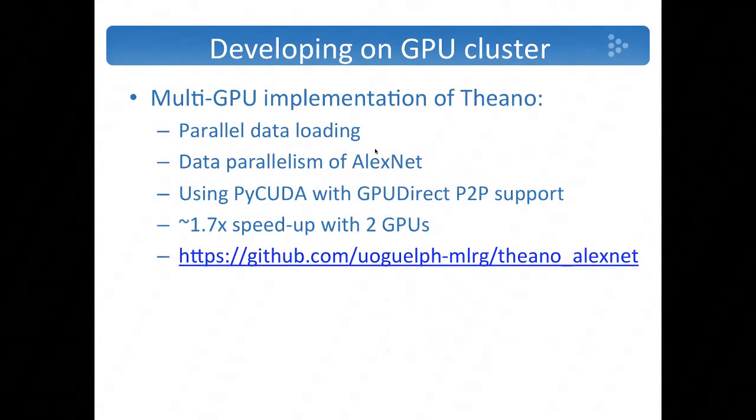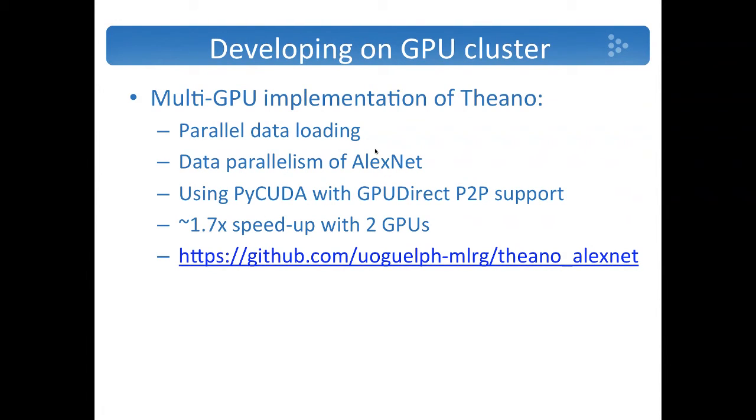I used to help Graham Taylor's research group at the University of Guelph. We implemented multi-GPU Theano for training AlexNet. In this implementation, we use parallel data loading and we implement the data parallelism. Memory controller on GPU and the CUDA cores on GPU can work simultaneously. That means you can load your data and run the computation at the same time. So when you run the computation, you can load other data. So you can hide the latency of data loading.